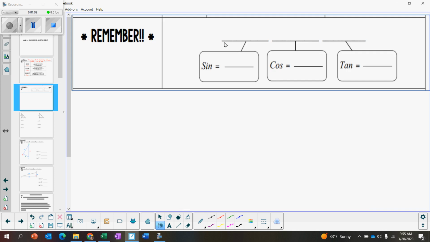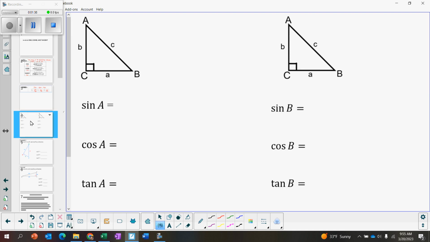So we're going to call this SOHCAHTOA. Sine is opposite over hypotenuse. That's where our SOH comes in. Cosine is adjacent over hypotenuse. That's where CAH comes in. And tangent is opposite over adjacent. That's TOA. So we're always going to do it for one of the acute angles of the triangle. We're never, ever, ever going to do it for the right angle of the triangle.